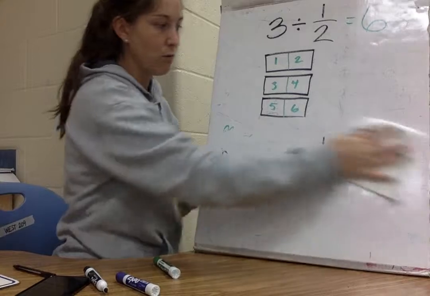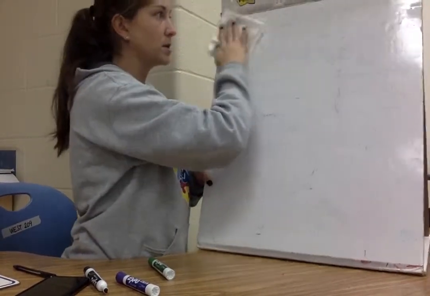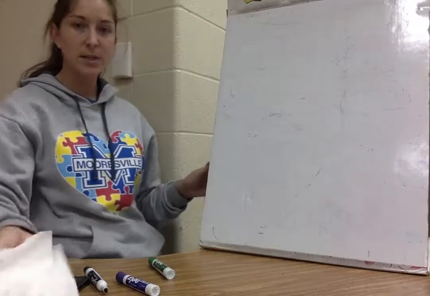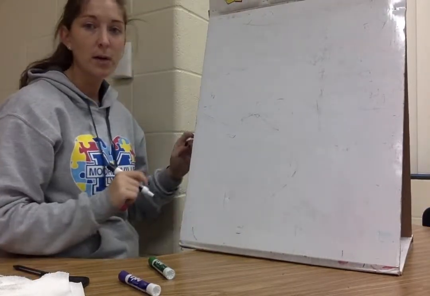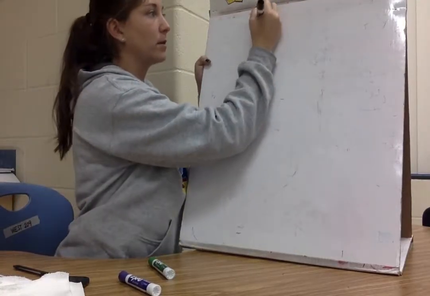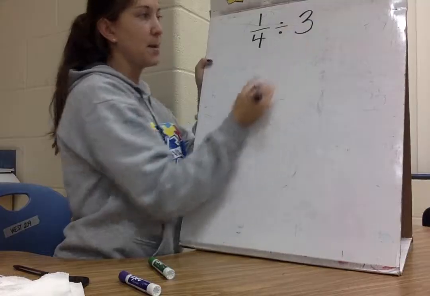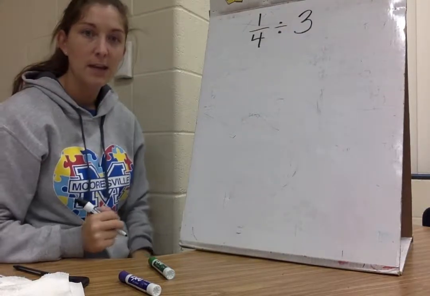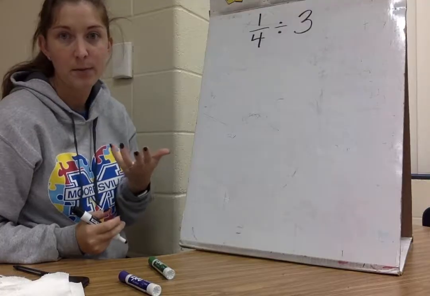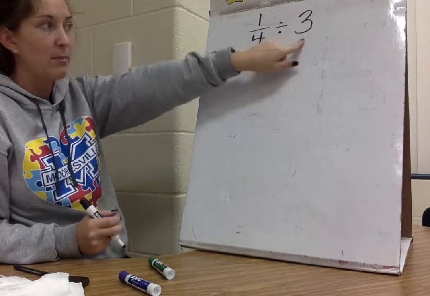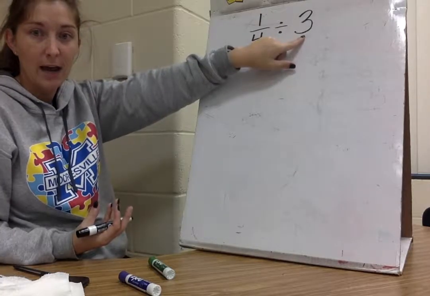Now, most recently we've talked about dividing unit fractions by whole numbers. And this is a little bit different from whole numbers by unit fractions. We're going to practice with the problem 1/4 divided by 3. In this problem, my 1/4 represents how much I have. I have 1/4. And my 3 represents how many are in each group or how many groups I have.